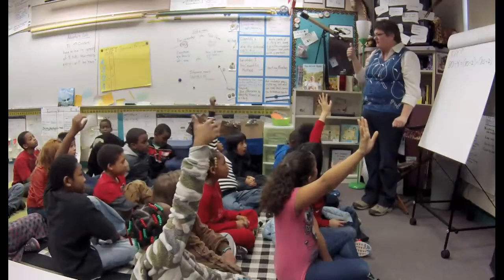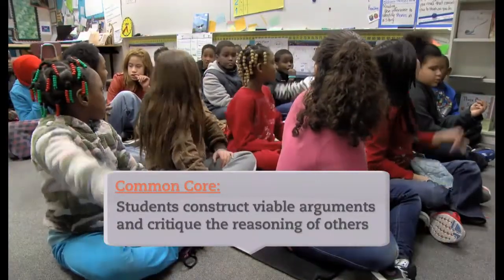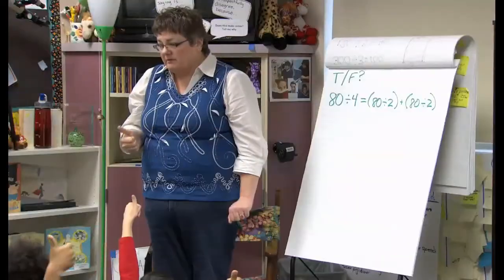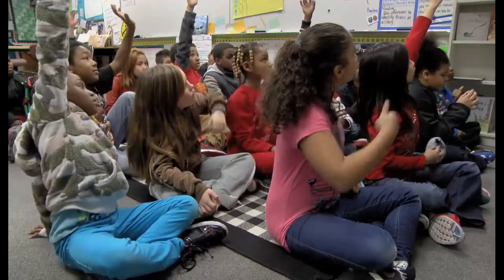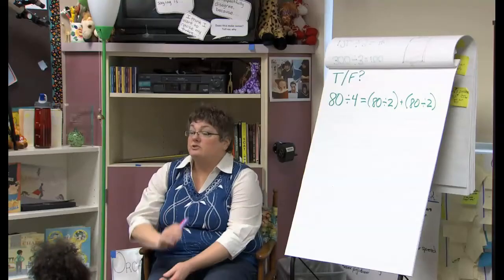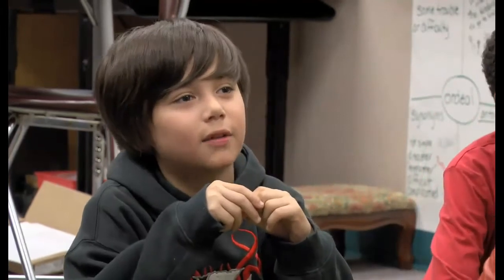Show me a thumb if you think it is true. Show me a thumb if you think it is false. So we have some people that think both ways. So let's take some people who want to support false. Let's start with Jason. Would you defend true? Because you're cutting it in half 4, so it's 80 divided by 2. And then it's another 80 divided by 2 because 2 plus 2 equals 4.